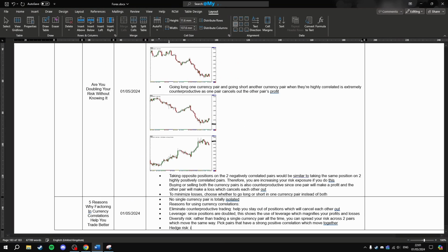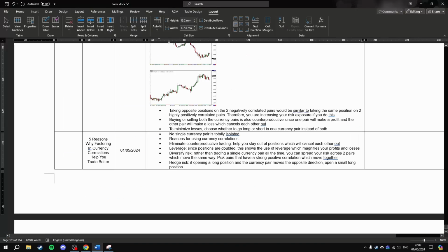Right, okay, so hedge risk. If opening a long position and the currency pair moves in the opposite direction, open a small long position in a currency pair that has a negative correlation with the first currency pair.